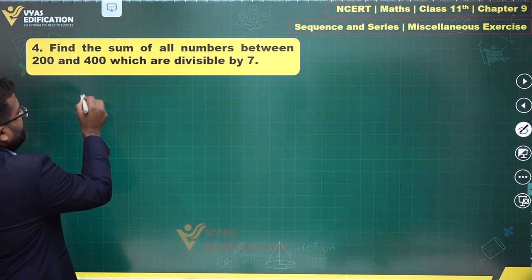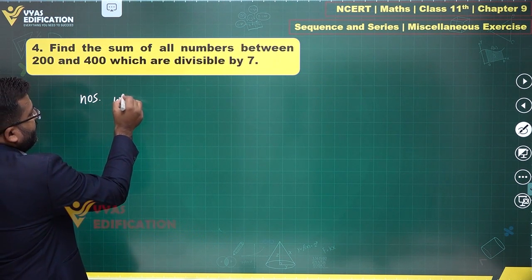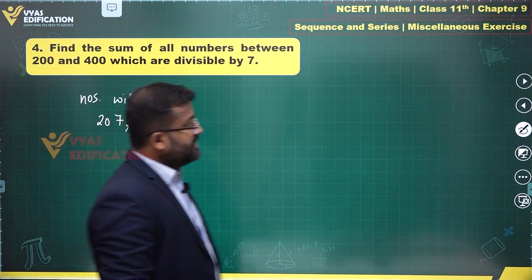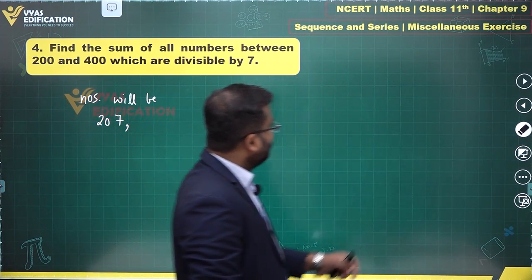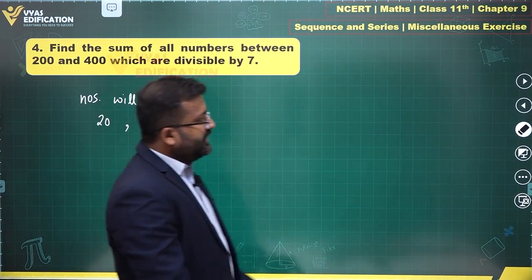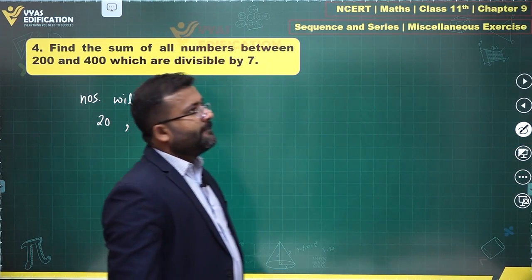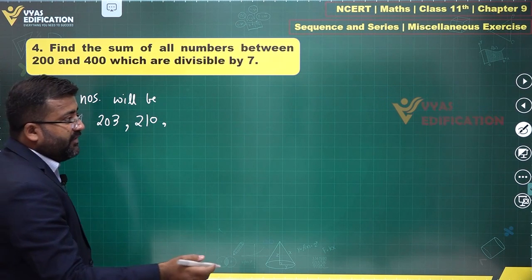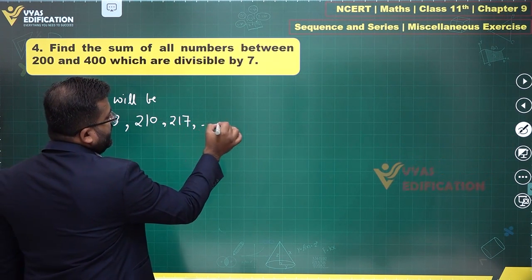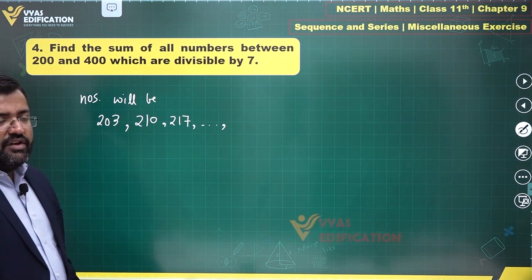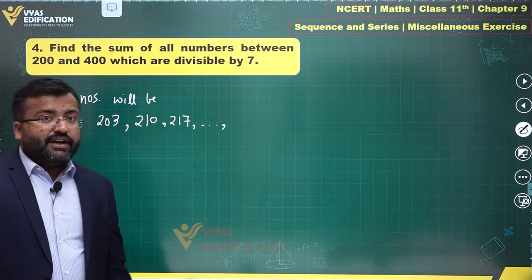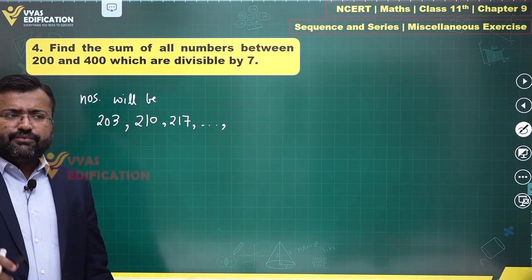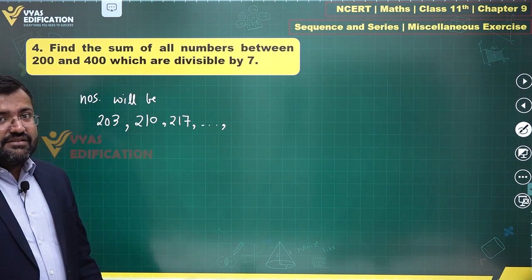Sum of all numbers divisible by 7 will be 203, not 207, 203. Okay. Then the next number will be 210. The next number will be 217, and so on and so forth, up till which number? Which number will you get next? So 400, if you divide 400 by 7, frankly speaking, 350 is divisible by 7. 350 and 350 plus 49 is 399. 399 is divisible by 7.